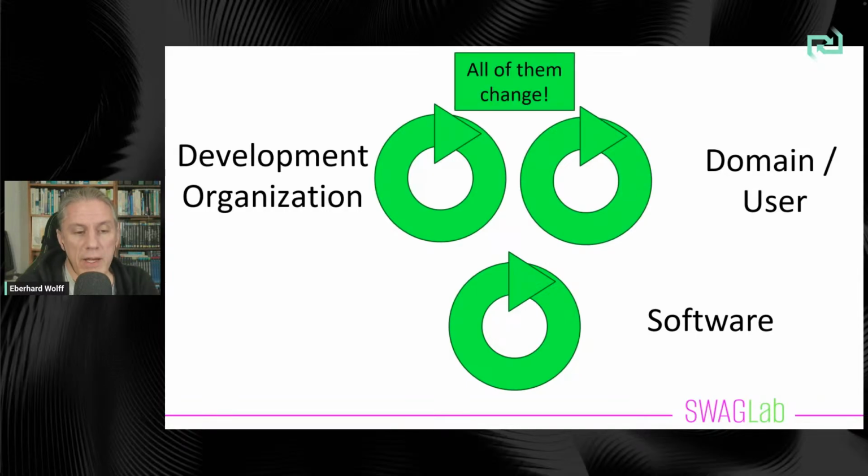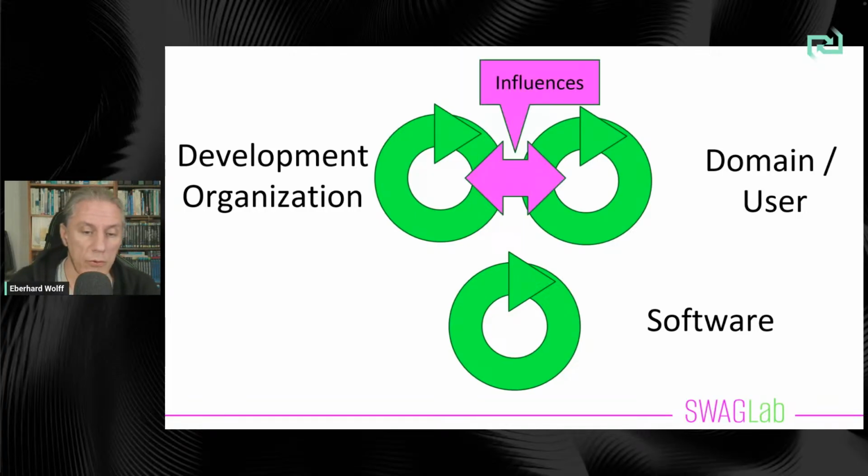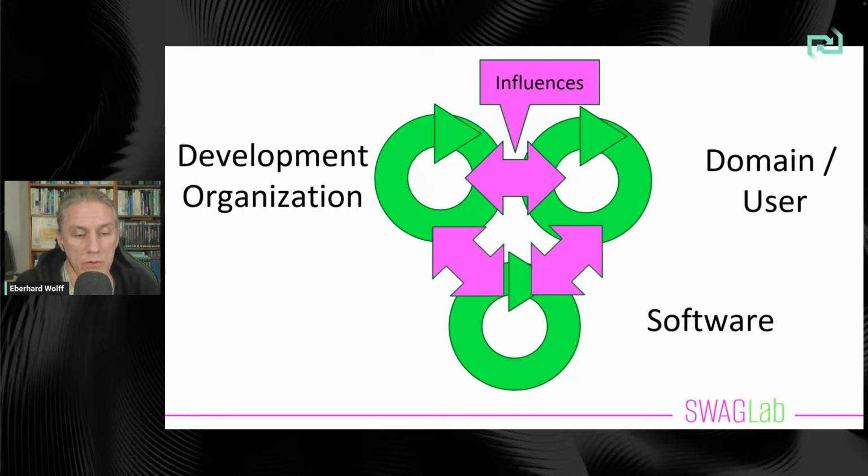And all of them change. So the development organization changes. People join the projects. People leave the projects. The same is true for the users and the domain. They have new, different ideas about what should be implemented, and of course the software also changes in iterations. So it means there is an influence between the development organization, the domain, the software, and also the software and the development organization.